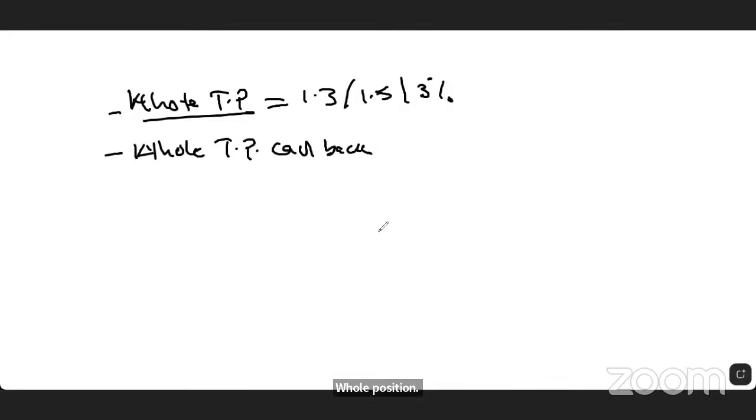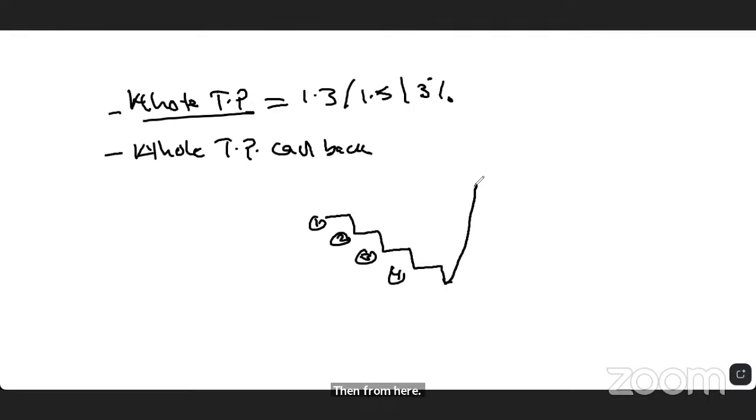What does this mean? This means you entered your robot, you entered from here, let me say the market fell, it bought, it fell, it bought, it fell, it bought. Let me say this is 1, 2, 3, 4. Then from here, the market rose by the take profit. And your take profit is, let me say, 1.5. This is what this means.